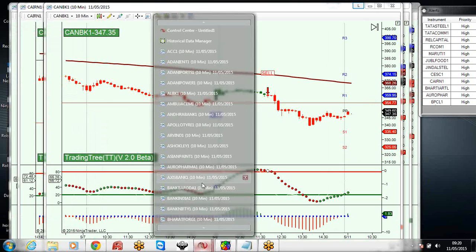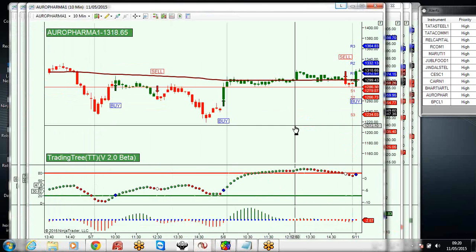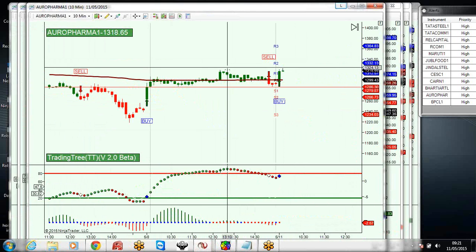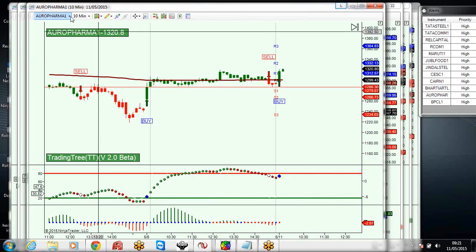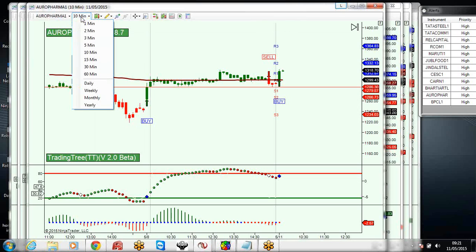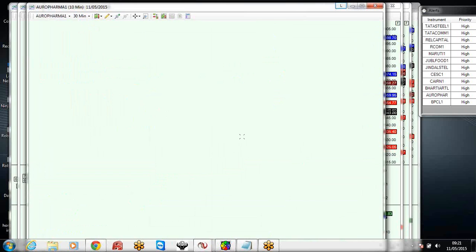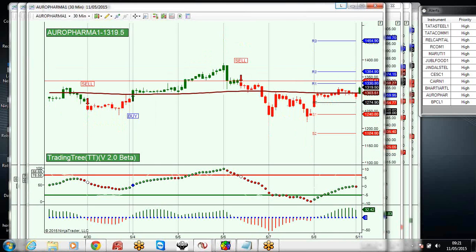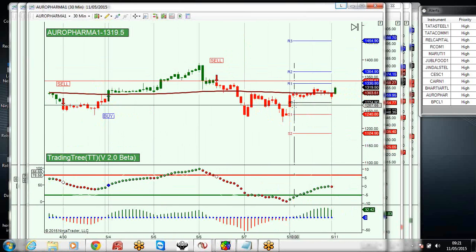Now we have Aurobindo Pharma as a buy call. So you can buy this now. So another way of confirming if the call is on the right side, what you can do is always put it on 30 minutes and then just check it. So you can just see that there is an upward momentum.